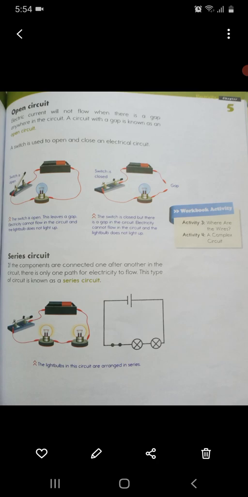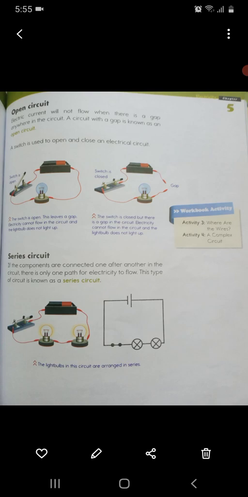Here we have two diagrams on this for open circuit. In the first diagram we can see that switch is open, and this open switch leaves a gap. That's why the electricity cannot flow through this circuit and the bulb will not light up.